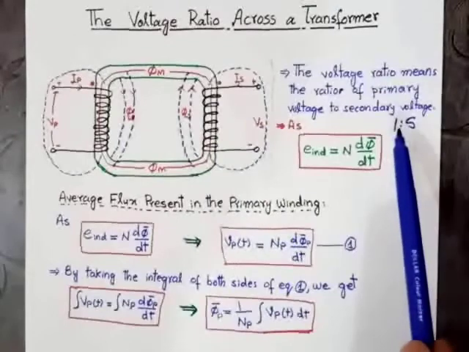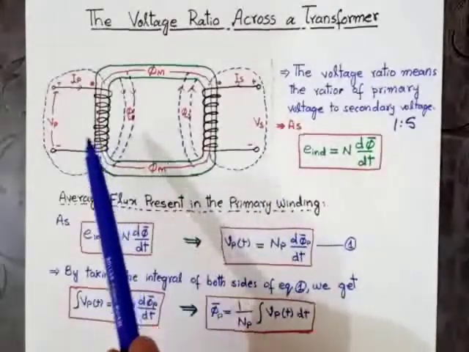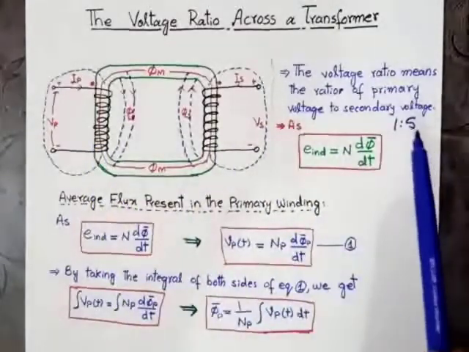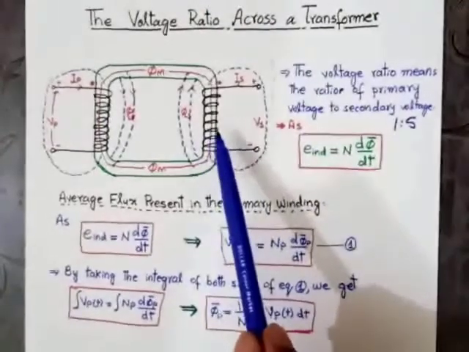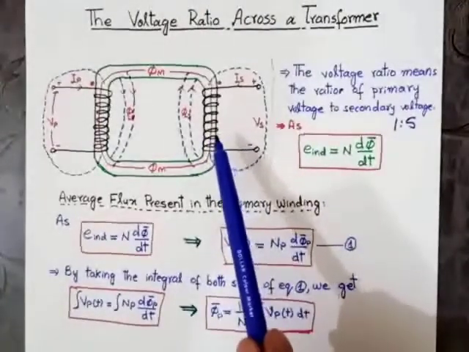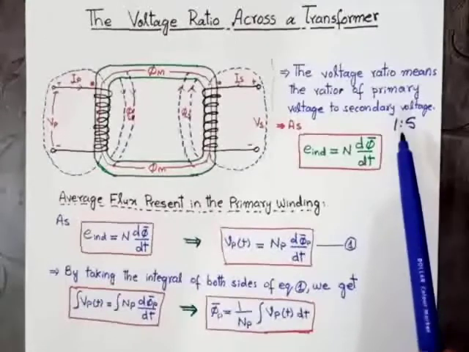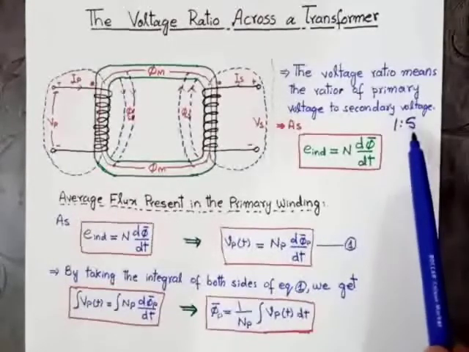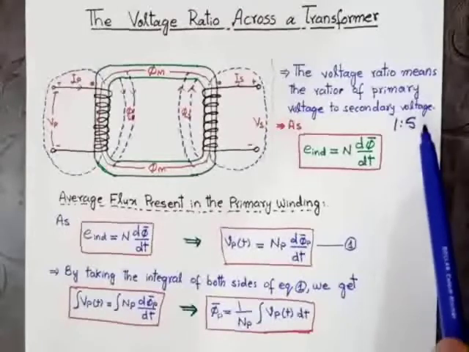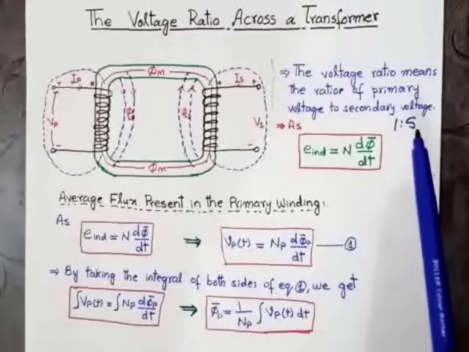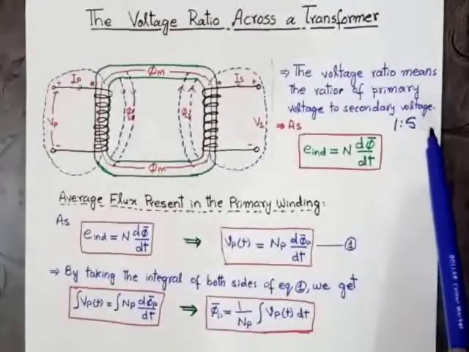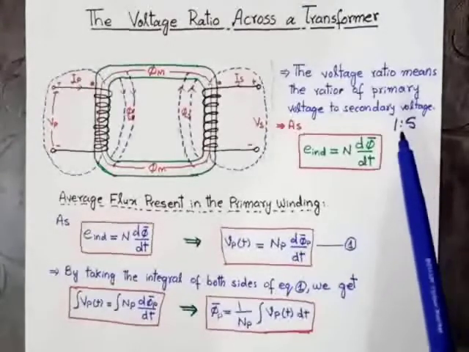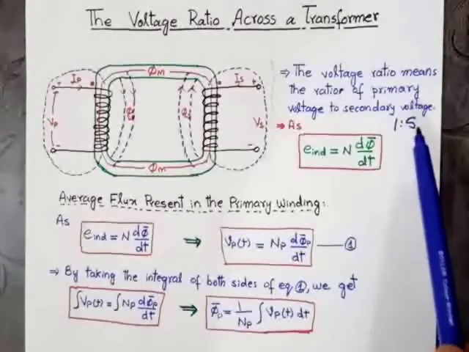1 means the voltage across the primary winding, and 5 means the voltage across the secondary winding. If the voltage across the primary winding is 1, then the voltage across the secondary winding will be 5, and the transformer is called a step-up transformer if the voltage ratio is 1:5.